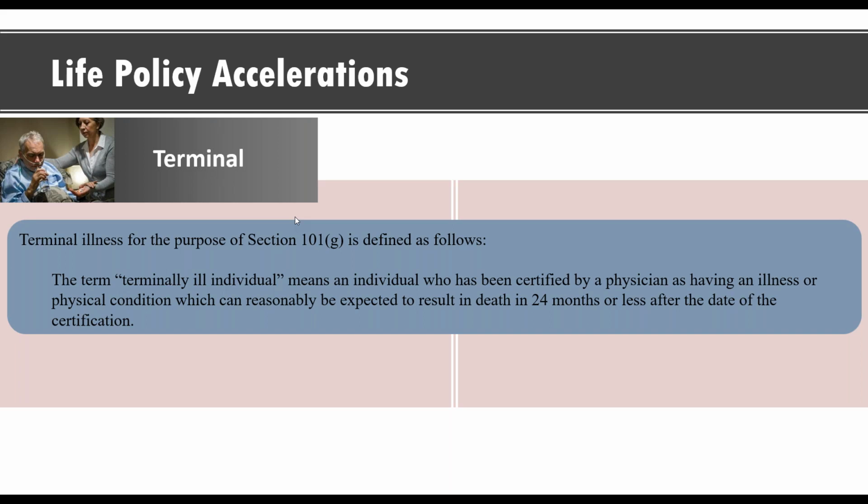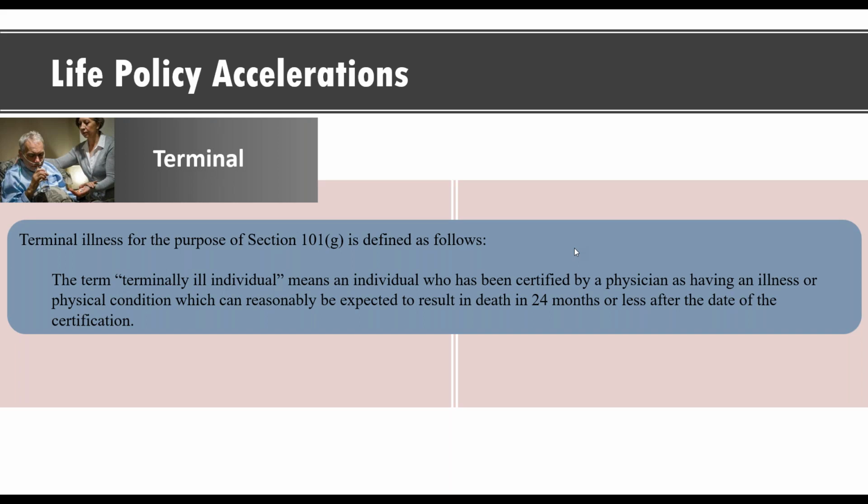And you can see the words here. This is quoted directly from Code Section 101(g). A terminally ill individual means somebody who's been certified by a physician as having an illness or physical condition that can reasonably be expected to result in their death in 2 years or less after the date of certification. So certification by a physician is necessary. Life expectancy, according to that physician, needs to be 2 years or less. If that person checks those boxes, then they are considered to be terminally ill.